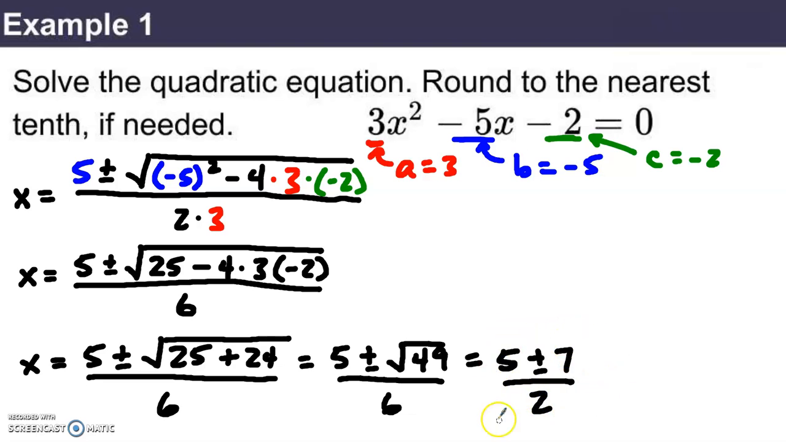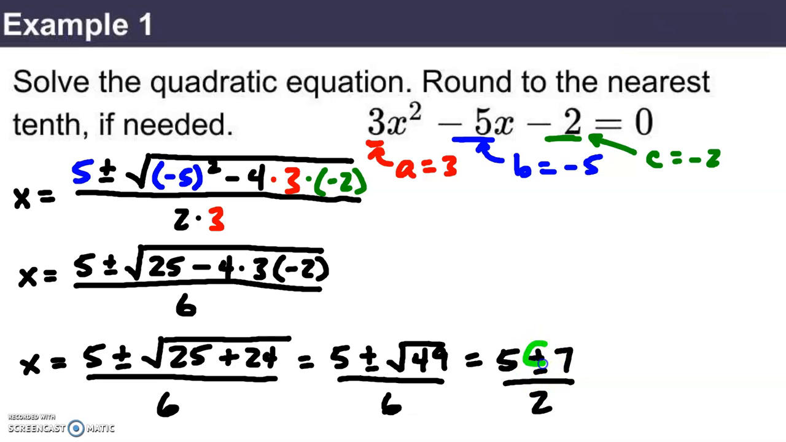So the solutions are going to be 5 plus or minus 7 all over 6. Now here's where we need to talk about what this plus or minus sign means. This plus or minus sign understands that there are likely two solutions and wants you to use each of those signs once to create one of the two solutions. So once you get everything else simplified, here's where you need to split this off into two answers.